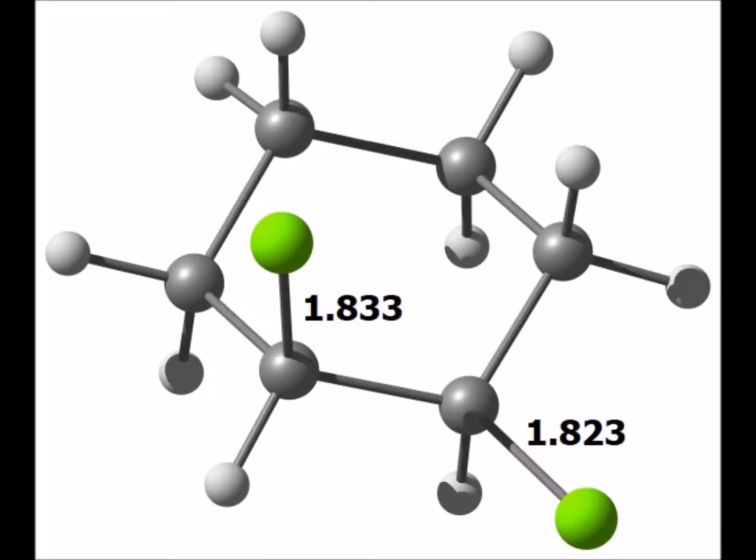For the remainder of this video, we are going to look at di-substituted cyclohexanes. Here we have the cis-1,2 dichlorosubstituted cyclohexane. When we have the cis-1,2 di-substituted cyclohexane, one of the substituents must be in the axial position and one must be in the equatorial position.